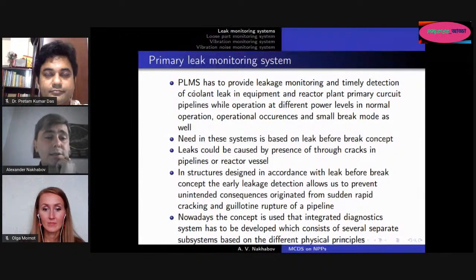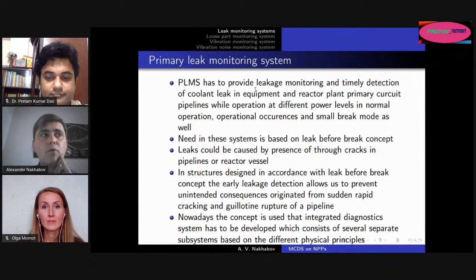So you see on this slide our goal: leakage monitoring and timely detection of coolant leak in equipment. First of all, we talk about primary circuit pipelines, about pipelines between the reactor vessel and pressurizer, and pipelines between hydroaccumulators of the emergency core cooling system and the reactor vessel as well. So there are 3 kinds of pipelines, and actually all 3 can be considered as the primary circuit of a nuclear power plant.